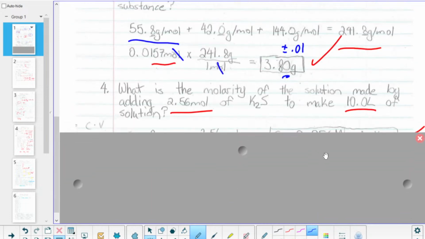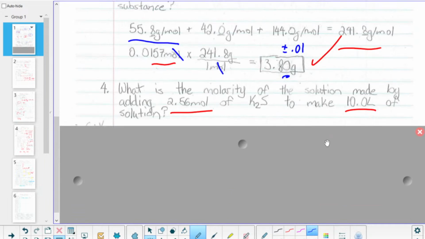4. What is the molarity of the solution made by adding 2.56 moles of K2S to make 10.0 liters of solution?